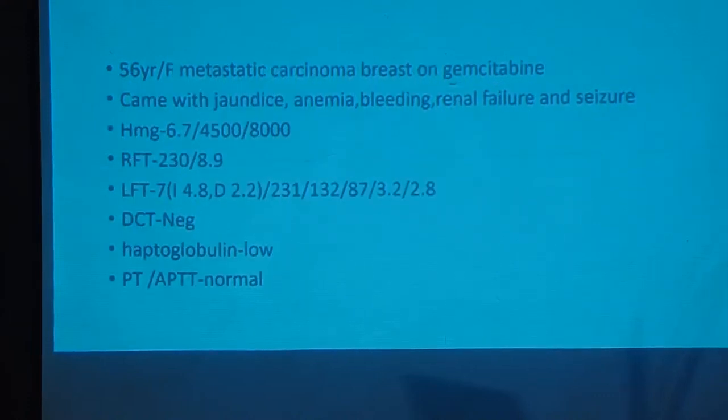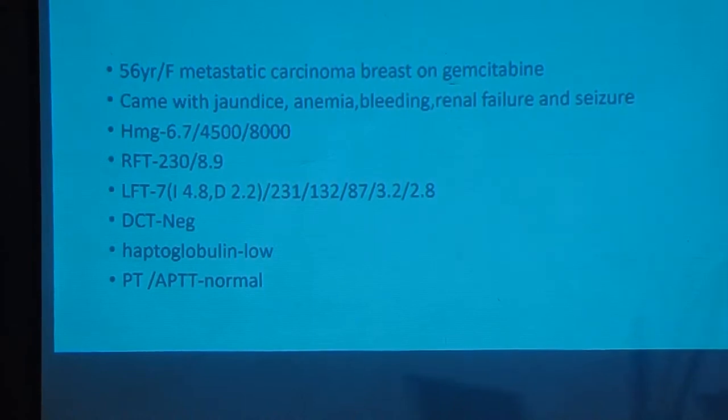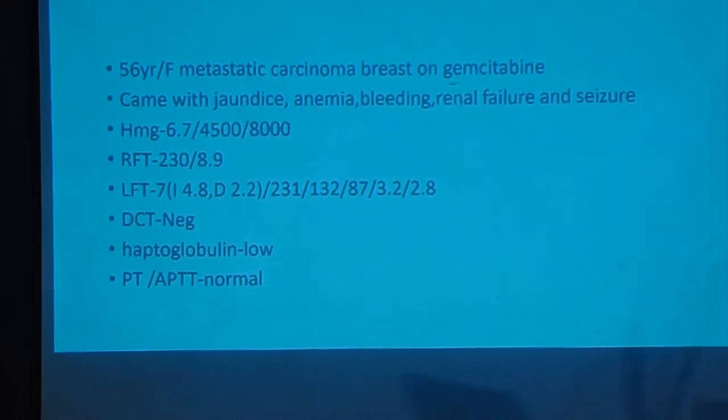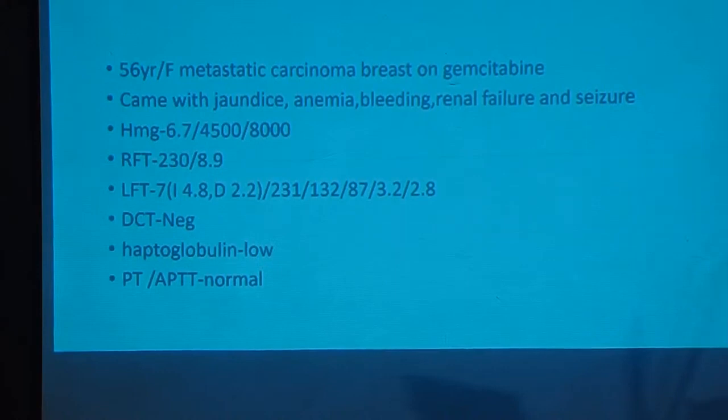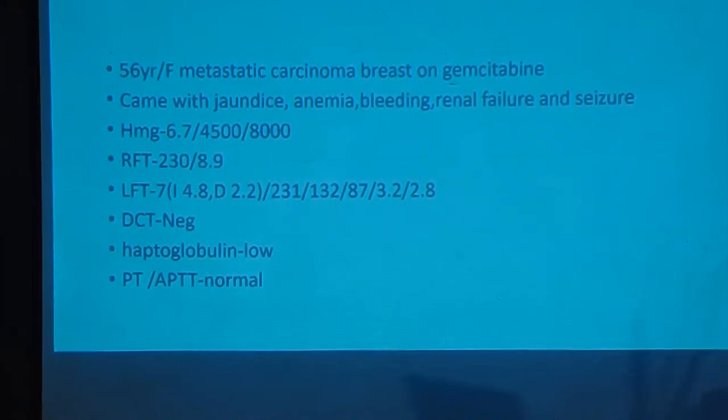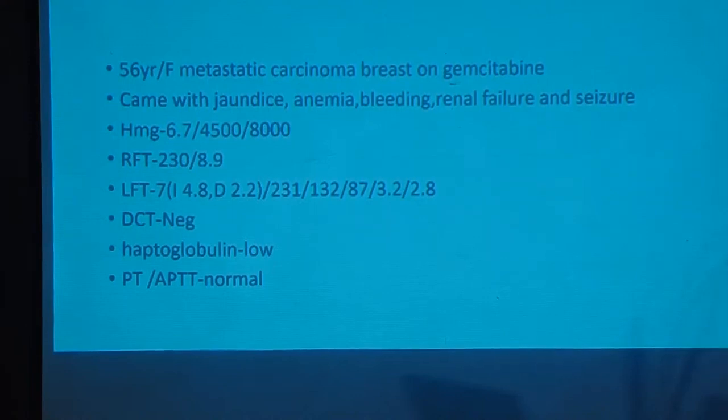Now you have another patient, also my patient, a 56-year-old with metastatic carcinoma breast on palliative chemotherapy with gemcitabine. So, on day 7 or day 8 after gemcitabine, she came with jaundice, anemia, bleeding, seizure, and anuria. What is your diagnosis? It's a classical case of HUS or TTP, thrombotic thrombocytopenic purpura, because seizure is also there.